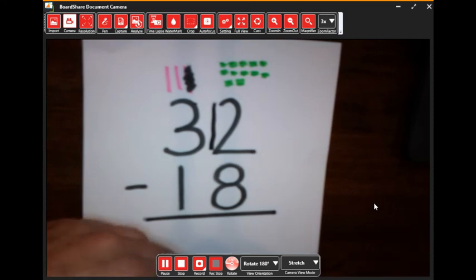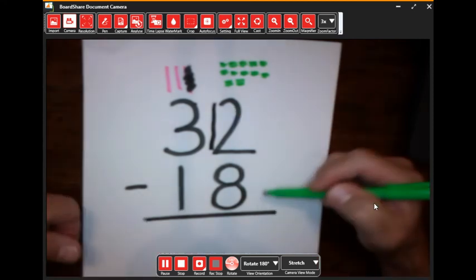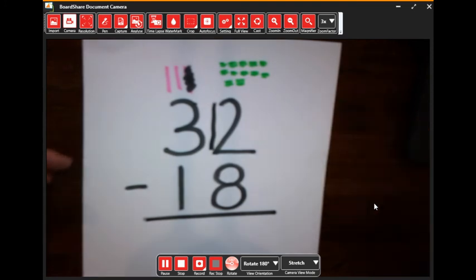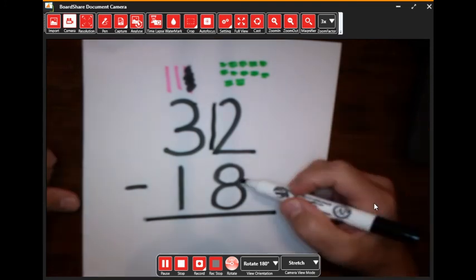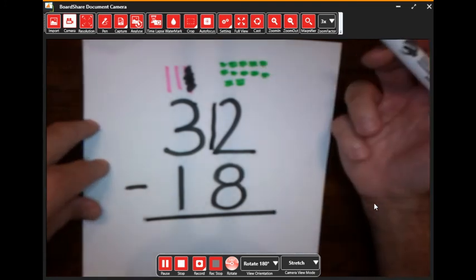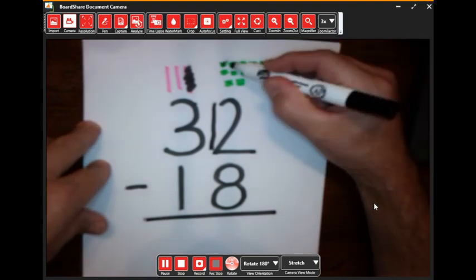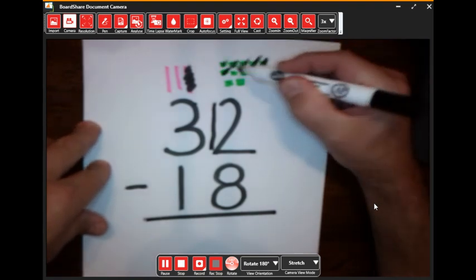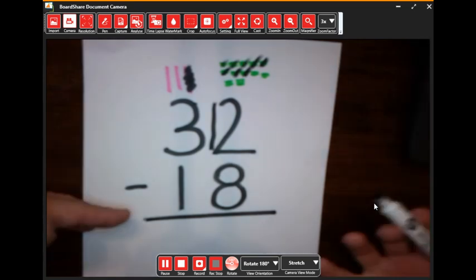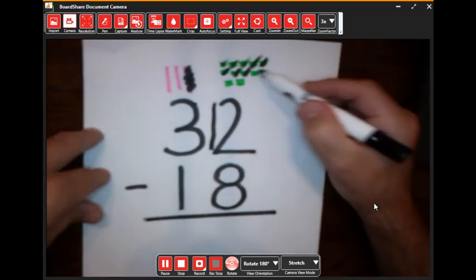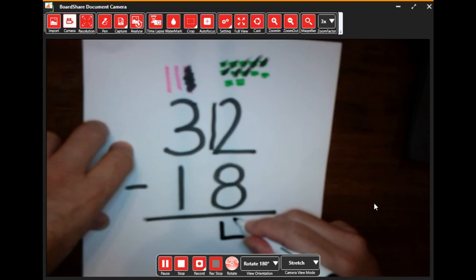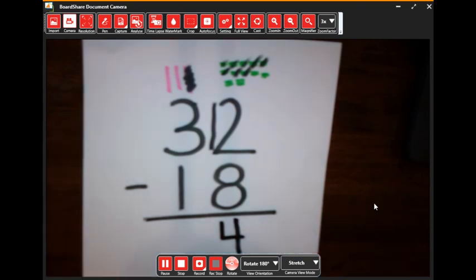Okay, so now I have 12 minus 8. Is 12 bigger than 8? Absolutely it is. So let's go ahead and take 8 away from 12. I'm just going to cross it out and count. 1, 2, 3, 4, 5, 6, 7, 8. So what do I have left? 1, 2, 3, 4. Oh, now I have my answer for my ones column.